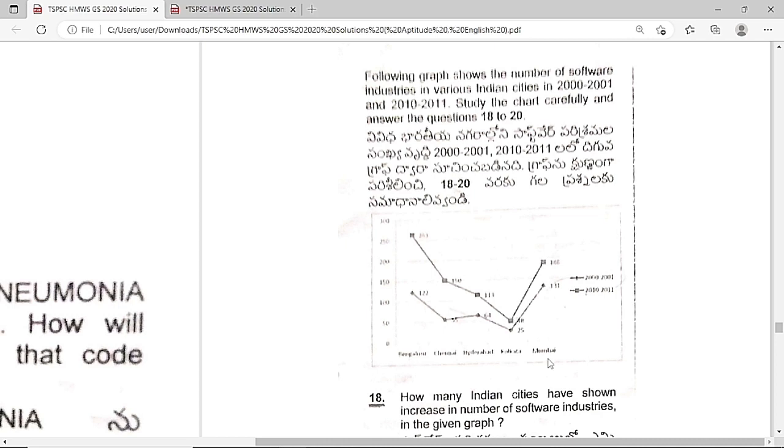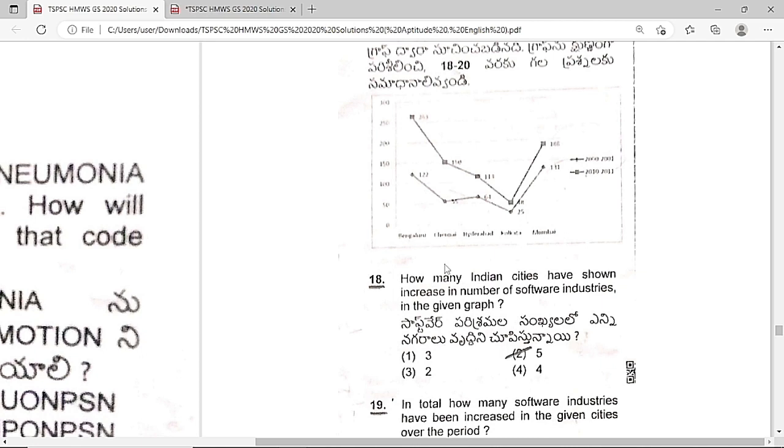Whereas in Mumbai, from 2000 to 2001, it has 131 software industries. From 2010 to 2011, it has 188 software industries. So this is what we can analyze from this graph. So what is the first question they asked here?